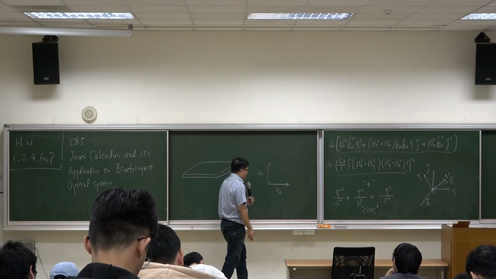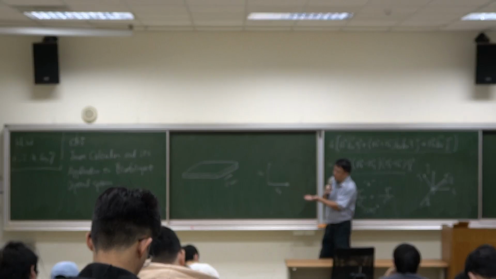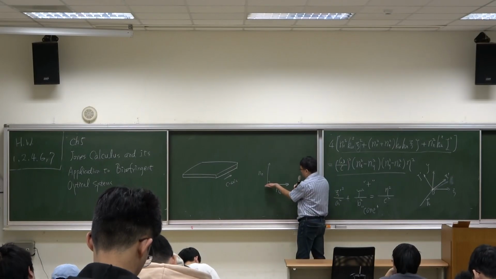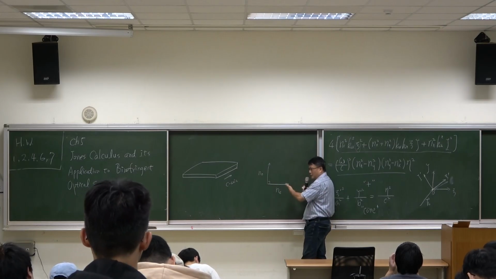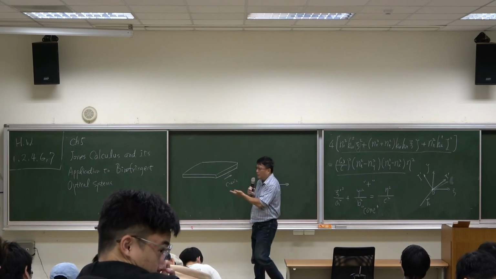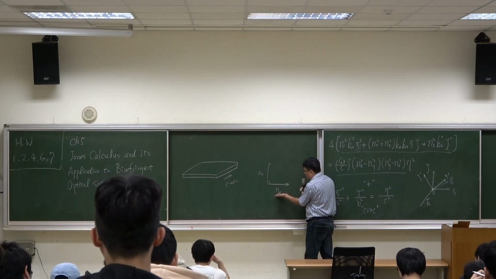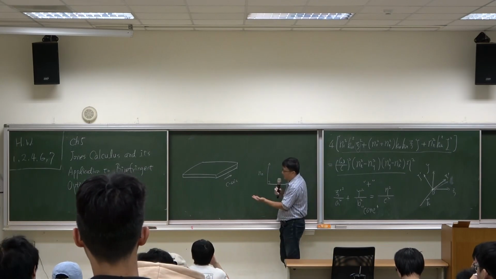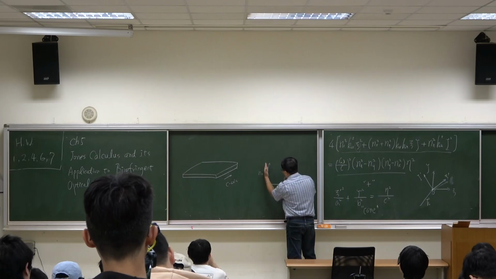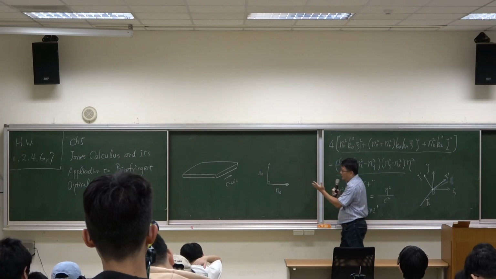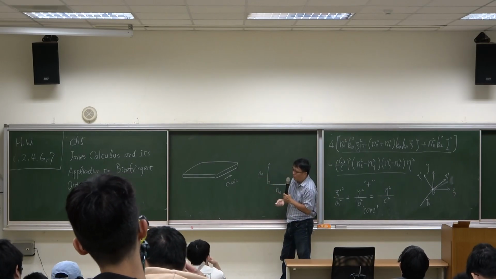So if we send a beam of light with specific polarization, if the polarization is along the first axis, this c-axis, then the light feels that the environment has refractive index equal to NE. However, if the light has polarization along this direction, then this light will feel that the environment has refractive index equal to NO.